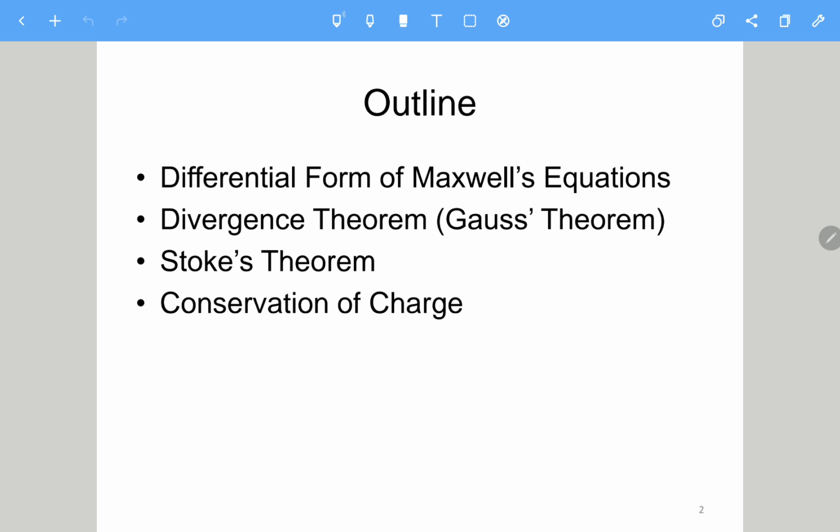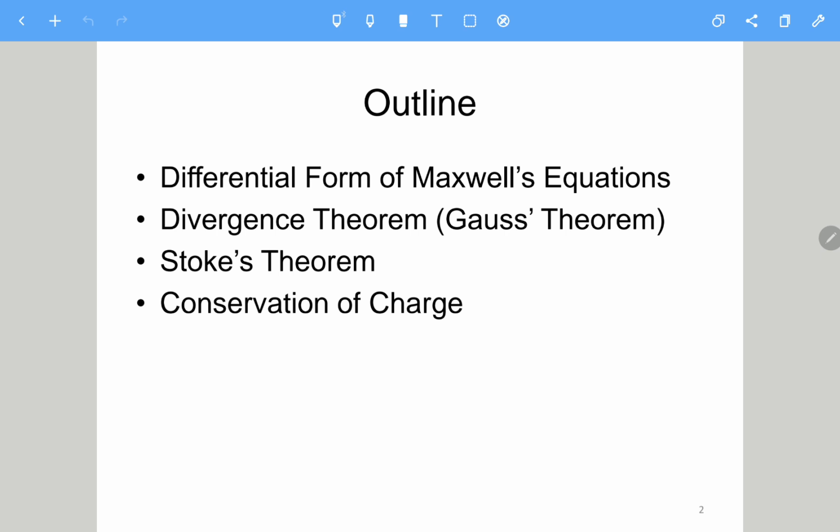When you see the name Gauss Theorem, you can imagine it is related to Gauss's Law. And we'll also talk about the Stokes Theorem, which is related to Ampere's Law and also Faraday's Law. And finally, I will also talk about the conservation of charge, which is related to the displacement current.